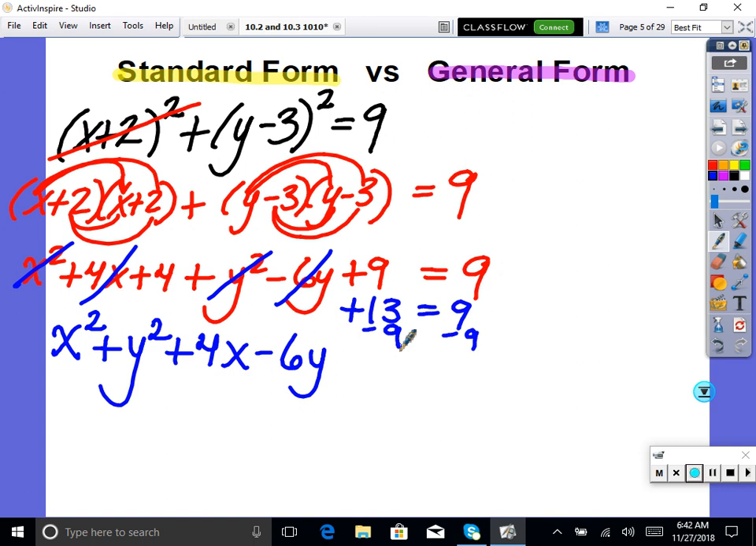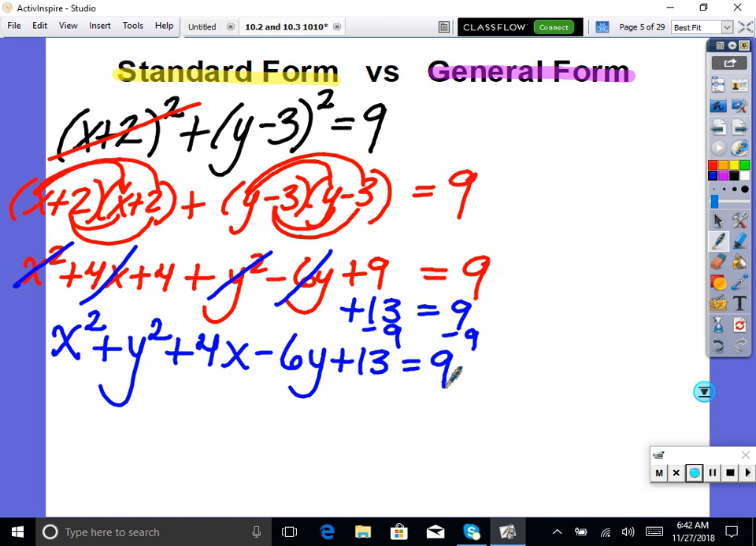A lot of times they'll put all of that together. I'm trying to think if they would leave it over. So plus 13 equals 9. But if they were to subtract 9 over, we just have 0 and 4. Does everyone see? So that's what it's going to be given to you as.